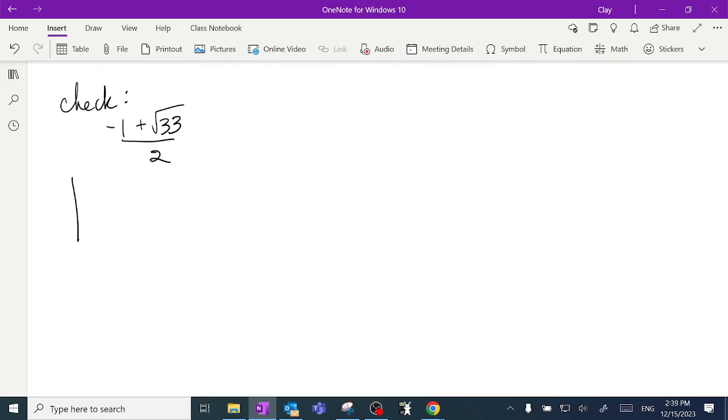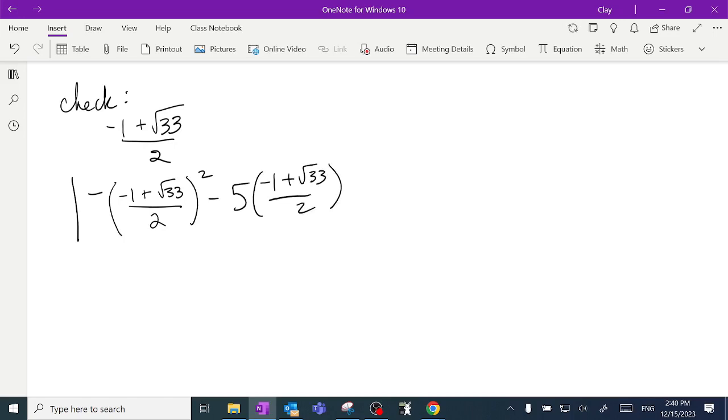So it is the absolute value of negative 1 plus root 33 over 2, squared, minus 5 times negative 1 plus root 33 over 2, plus 6. Absolute value is done. Equals negative 4 times, open a bracket, negative 1 plus root 33 over 2 minus 2. I should make this bracket bigger.